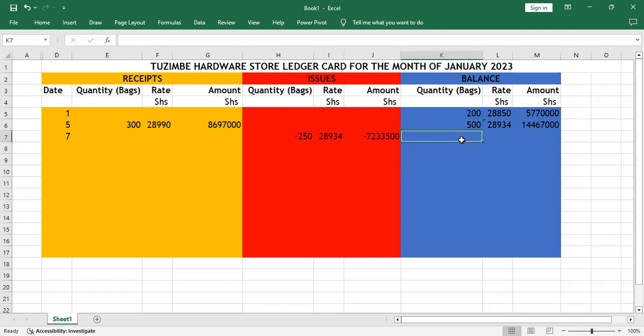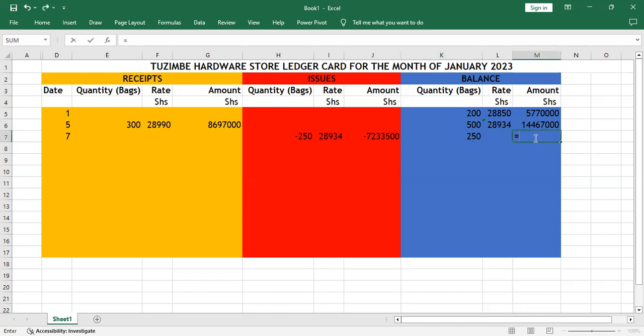Remember, we have to update our balances, and we had 500 units. So to get the balances in quantity, we get the 500 units minus the 250. So 500 bags at hand minus the 250 we are issuing out, we will remain with the 250 bags as a result of that issue.